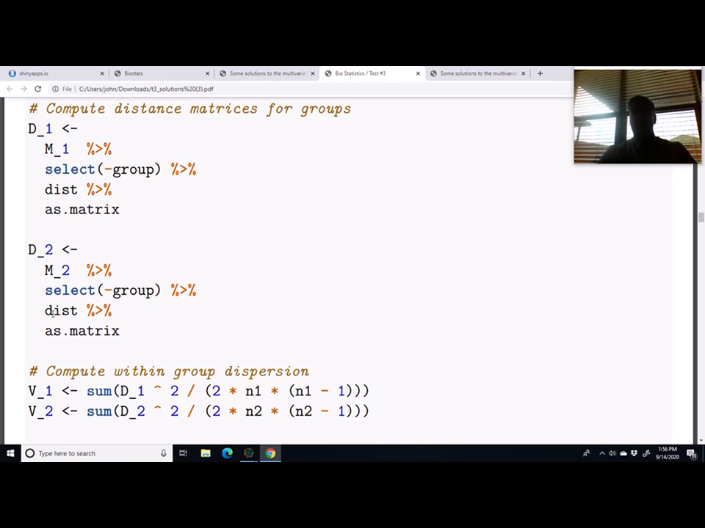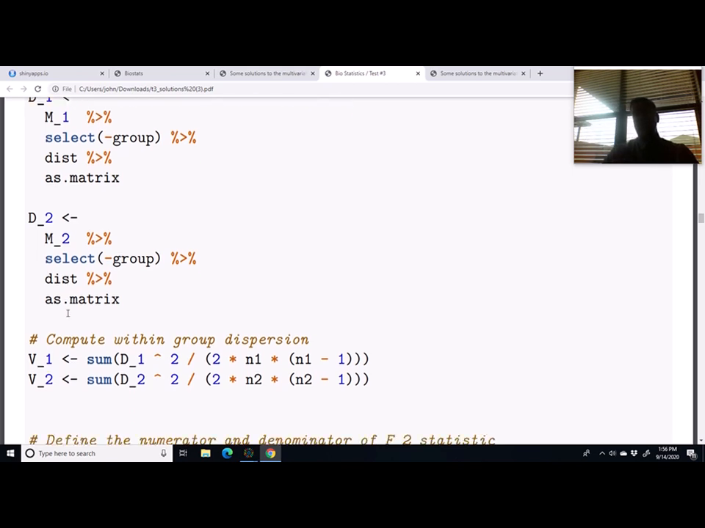Then we want to get the within group dispersions. Now the diagonal on those matrices will be 0, so they don't contribute anything. And if you look at what was defined in the research article, they were taking the upper triangular part of these matrices, adding up the squares of all the distances, and then dividing by ni times ni minus 1. So if I go over the whole matrix, then I'm doing twice of that. So here I divide by 2 to get my V1.